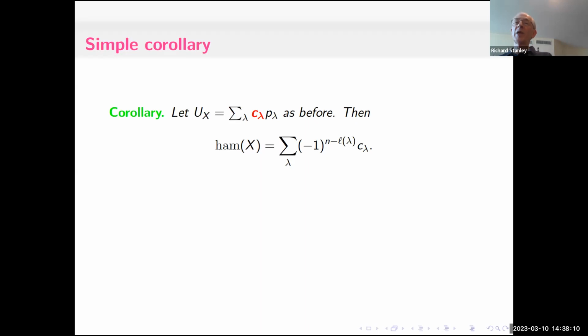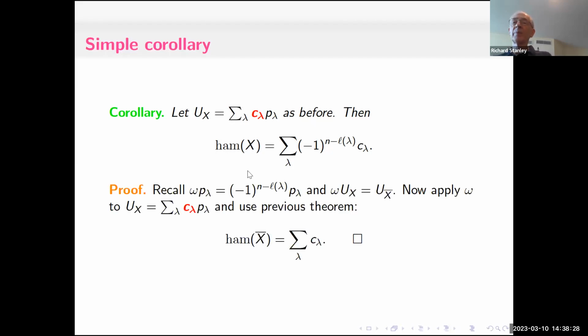And as a corollary, we get the formula for the number of Hamiltonian paths in X in terms of the c_lambdas. Because for UX, we just turn X to X bar. You apply omega to this formula. And UX would become UX bar, and p_lambda becomes (-1) to the N minus l(lambda) p_lambda. So when we apply the previous theorem to X bar, we'll get ham X is this signed sum of the c_lambdas.